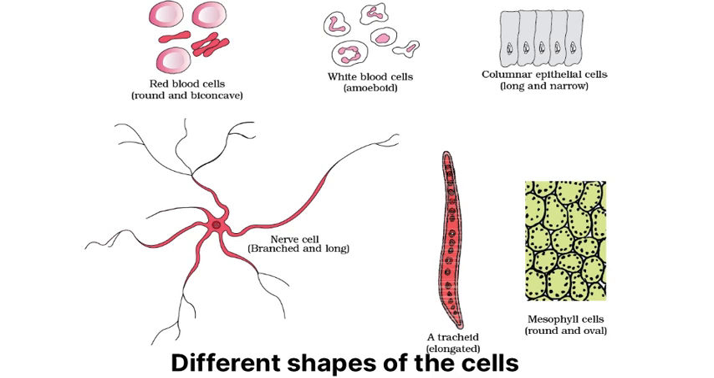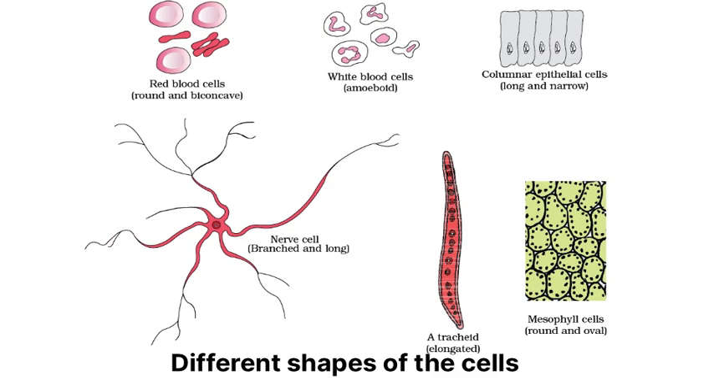Like human red blood cells, they are about 7 micrometer in their diameter with round and biconcave shapes. Then we have nerve cells. They are one of the longest cells in our human body, located in our brain, with a long and branched shape. Also we have white blood cells with the amoeboid shape, meaning they change their shape like an amoeba. Then we have epithelial cells, which are columnar, long and narrow in their shapes.